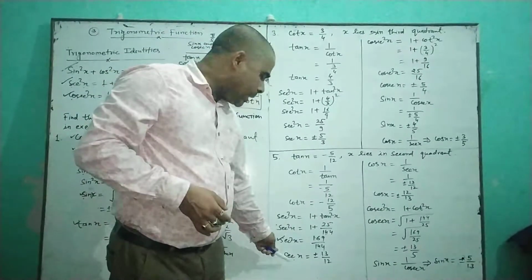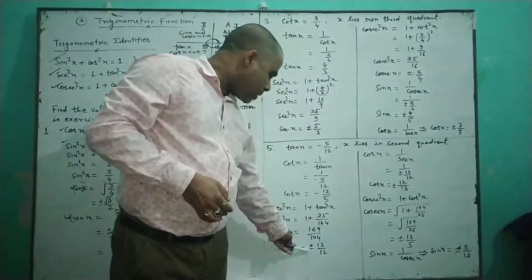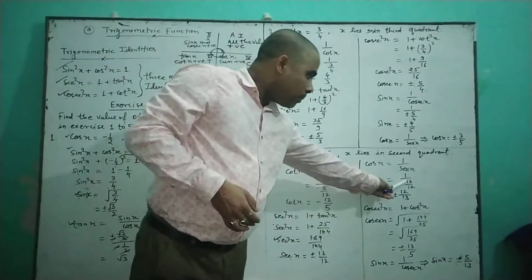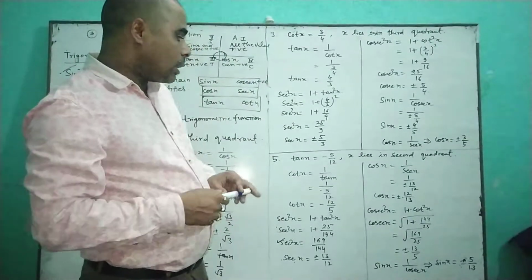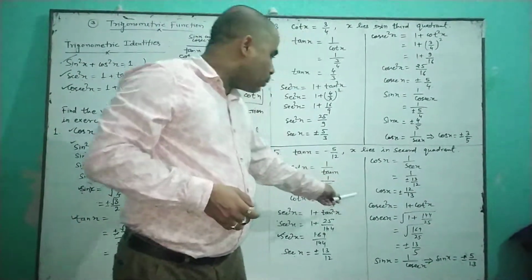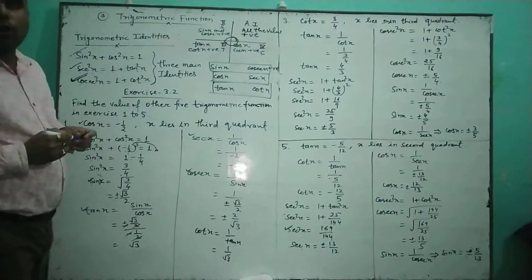Now we get sec x here, and cos x is equal to 1 by sec x, and the value of sec x is plus minus 13 by 12. We reverse it, plus minus 12 by 13. And cosec square x is equal to, now using this identity, cosec square x is equal to 1 plus cot square x.